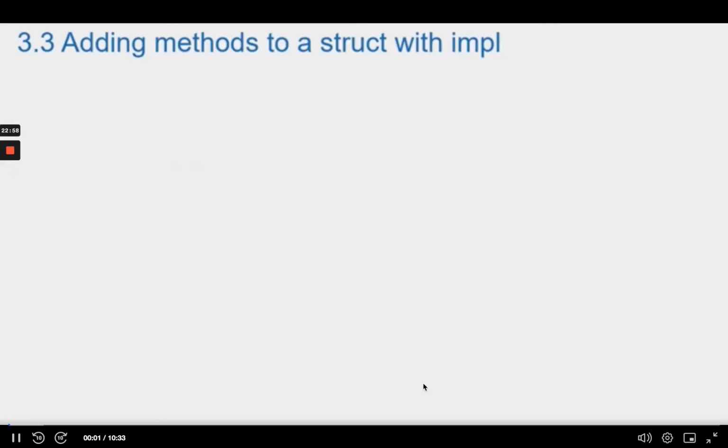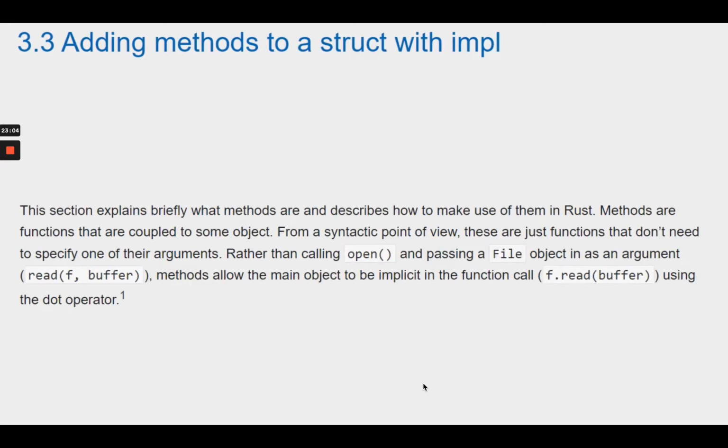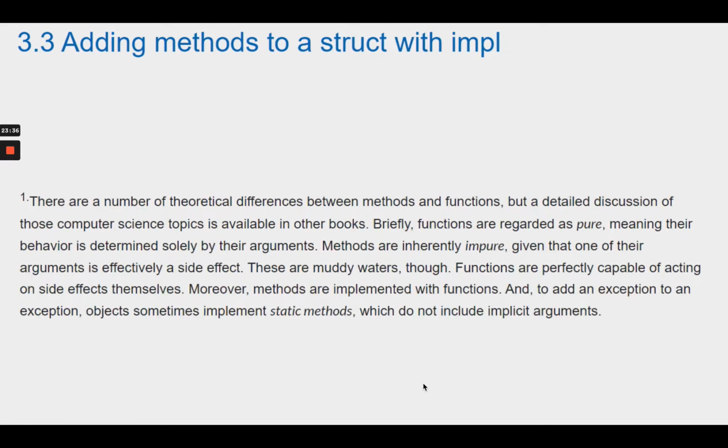Section 3.3, adding methods to a struct with impl. This section explains briefly what methods are and describes how to make use of them in Rust. Methods are functions that are coupled to some object. From a syntactic point of view, these are just functions that don't need to specify one of their arguments. Rather than calling open and passing a File object in as an argument, read(f, buffer), methods allow the main object to be implicit in the function call, f.read(buffer), using the dot operator.